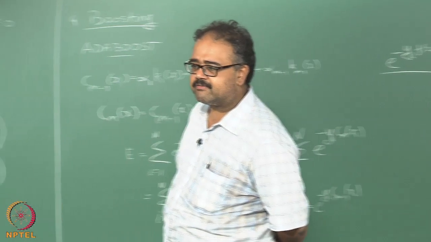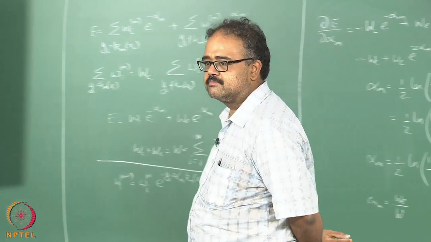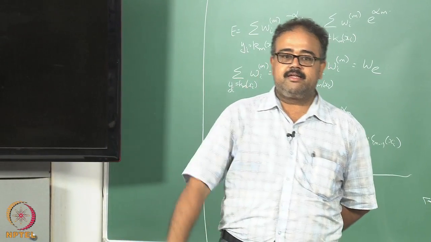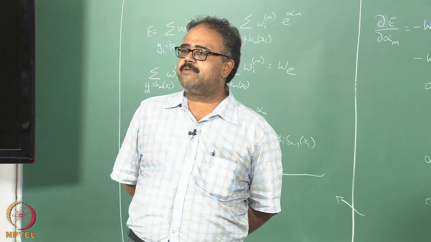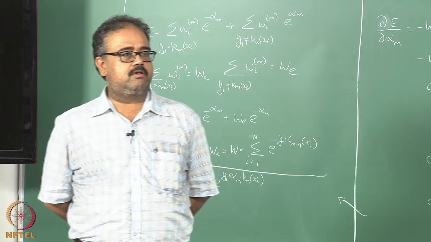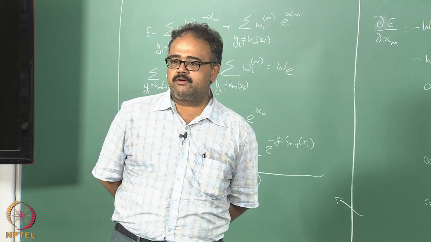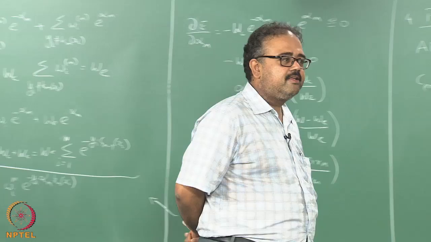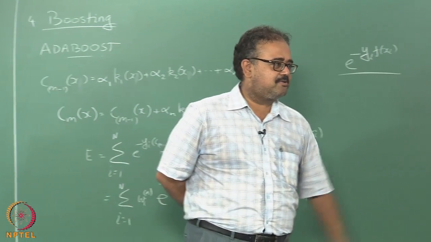Are they weak classifiers? Exactly. So, what you do with decision trees, in fact, you can do the most extreme thing. You can just have one node, just the root node. What can you do with a one node decision tree? Yeah, that is somewhat like linear, I agree, but people call it a decision tree. So, one node decision tree.